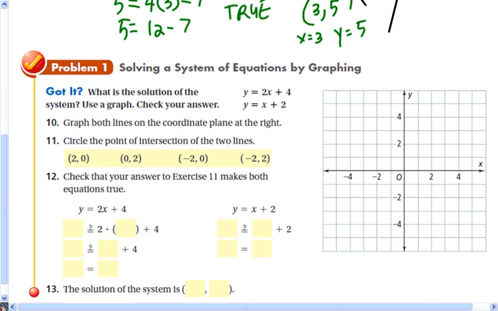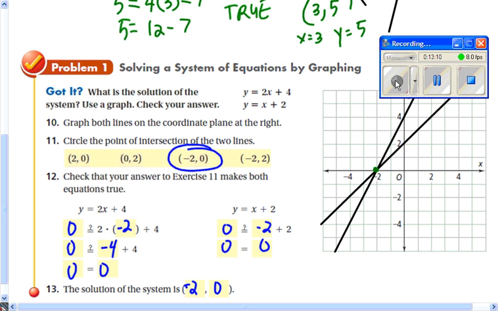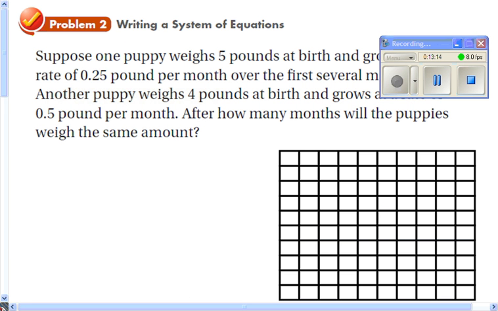Go ahead, you try the next one. Check back for the answers. All right, we're going to need a little more time, so we're going to call this part 1, and you can go ahead and check back for part 2.